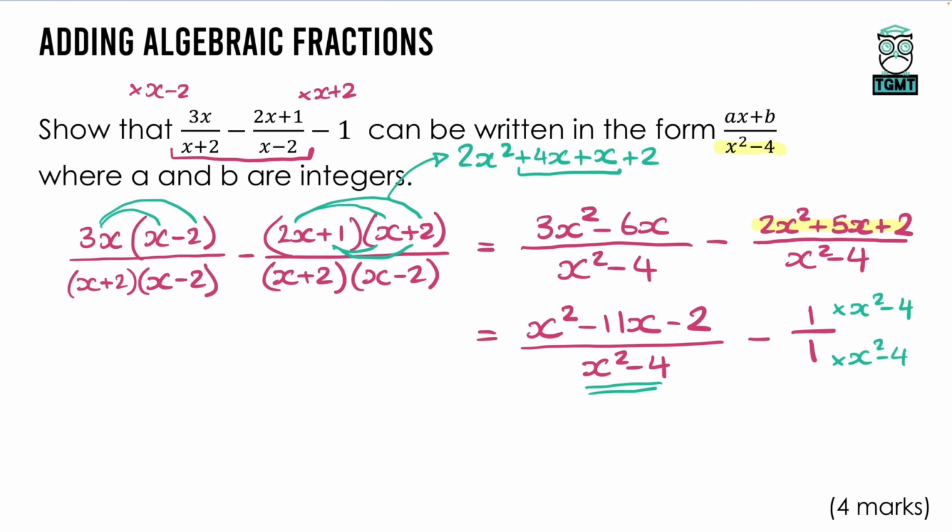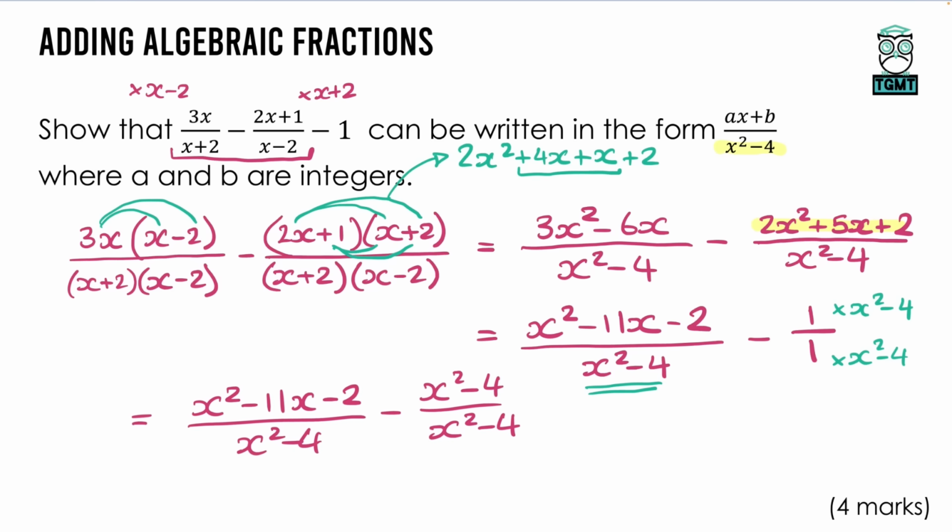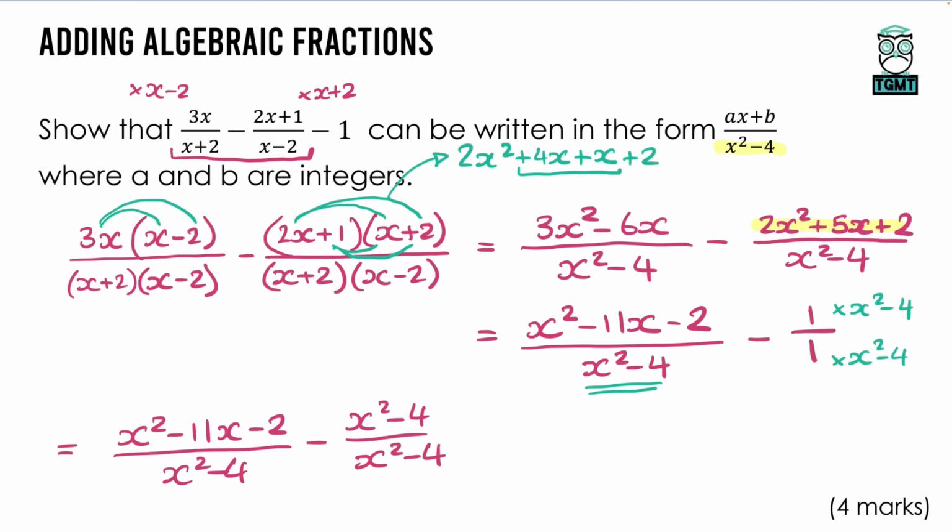So if I write that out, so I can deal with this subtraction, on the left we have x squared minus 11x minus 2 all over x squared minus 4, and the right fraction is going to be x squared minus 4 over x squared minus 4. And again, being really careful here because we do have that subtraction again. So when we subtract these, we are going to need to be really, really careful with those positive and negative symbols. Let's just move this out of the way so we have some space.